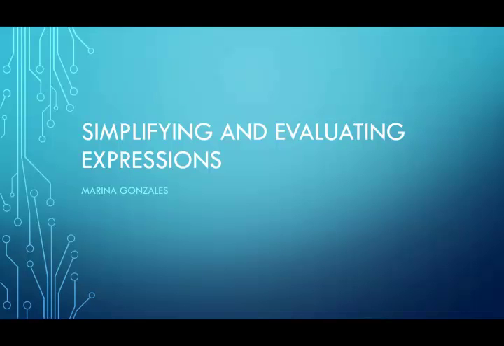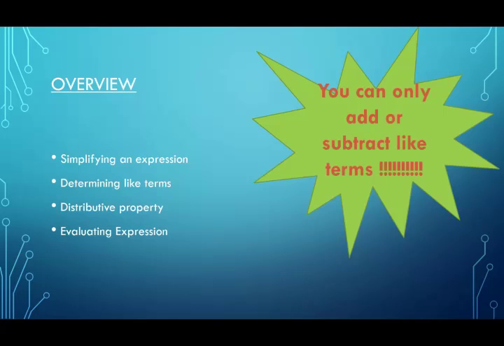So this presentation will be about simplifying and evaluating expressions. So our overview of what we're going to do. First, we're going to simplify an expression, determine like terms, talk about distributive property, and actually evaluate an expression. And so the number one rule for today is you can only add or subtract like terms. So we have to have like terms. So we're going to talk about what like terms are today.